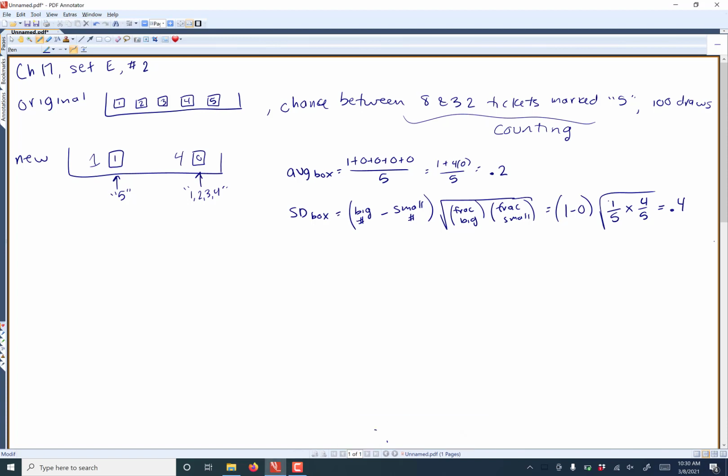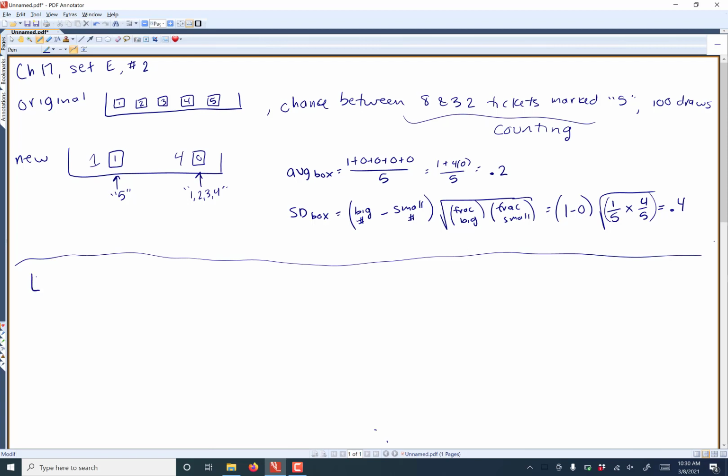If you're having trouble getting this, make sure you have parentheses around everything inside the square root. Those parentheses are very important. So that's always the first step. There's a few steps to these problems, which does make it a little more difficult. You have to remember all the steps. But the first step is to find the average and SD of the box.